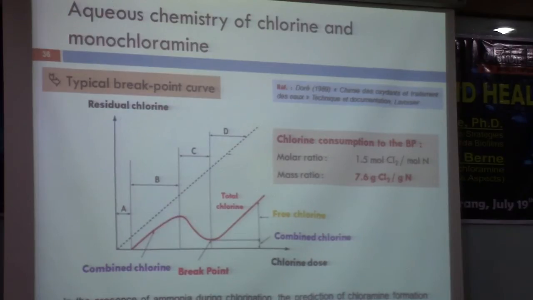When you do monochloramination, you have to be in the first part of the curve, that is to say only the formation of monochloramine. And if you want to do chlorination, you have to be in the last part of this curve, where you have free chlorine available in the water.